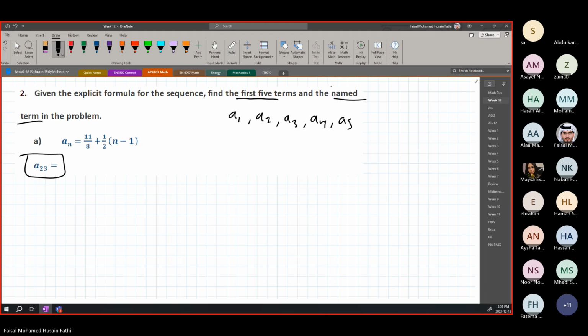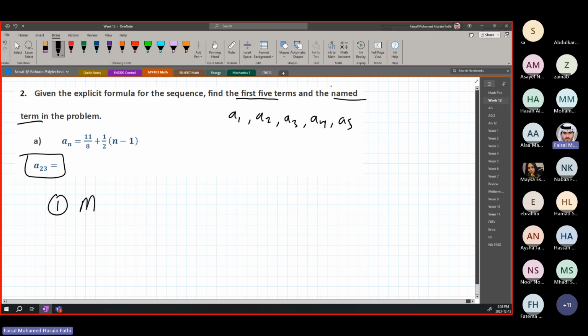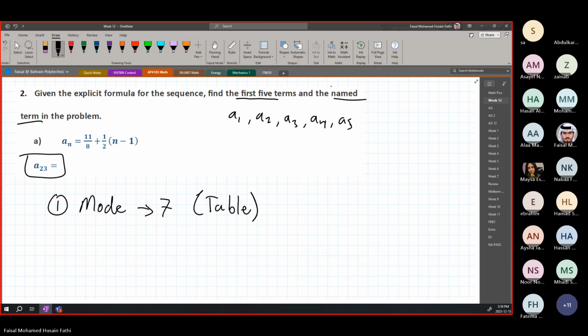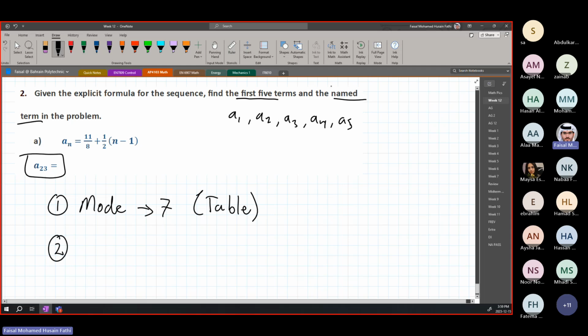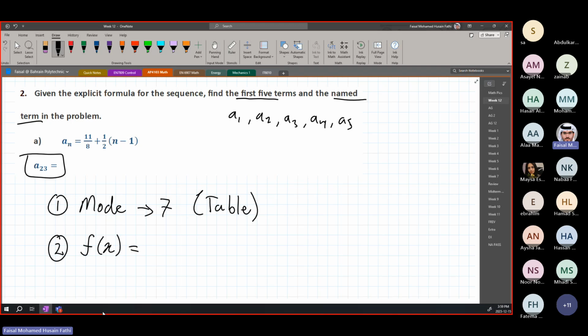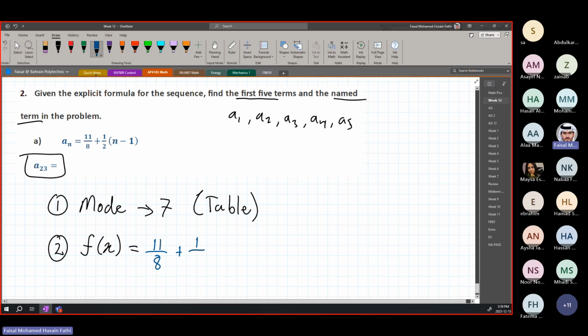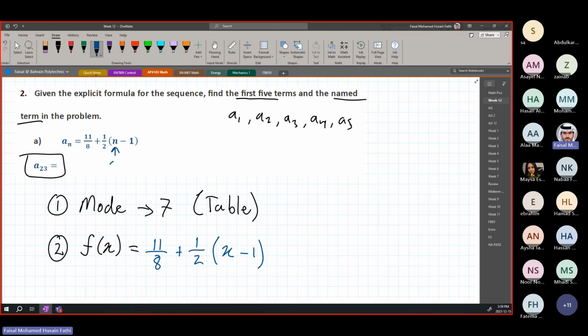So first, you hit mode 7, which will take you to the table. You will get an f of x function equal. This is what you will see. And then you will put in the equation. So your equation will go here. You will write 11 over 8 plus 1 over 2 brackets into x minus 1. You will replace the n with x. This is how you can do it in the calculator very quickly.